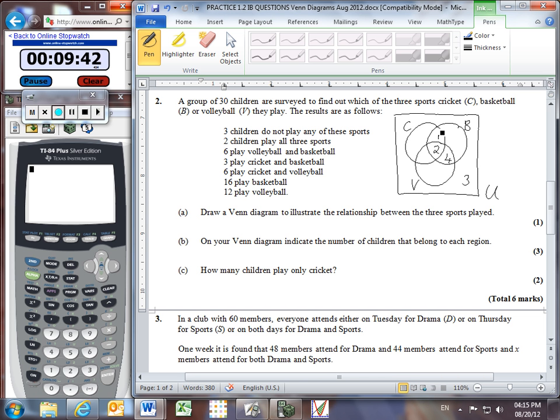6 play cricket and volleyball. Again, we've already used the 2 of them here, and this region must be 4 to make that total of 6 who are in the overlapping region between the cricket and volleyball sets.